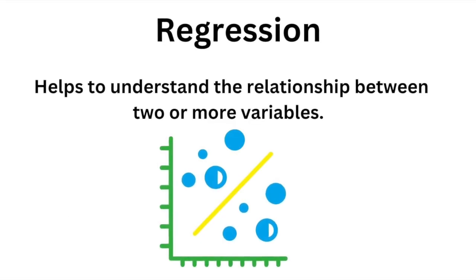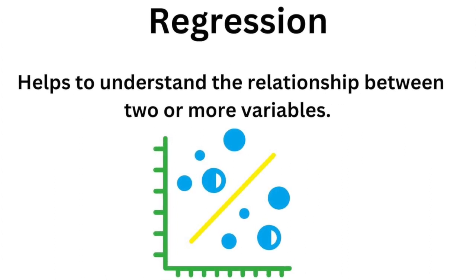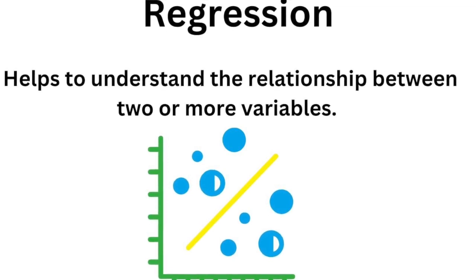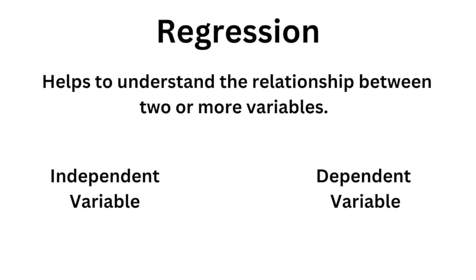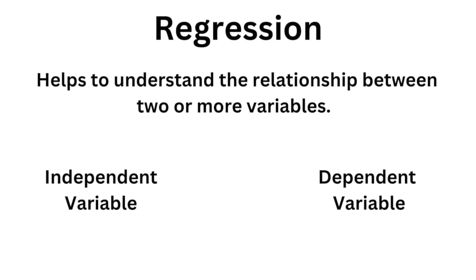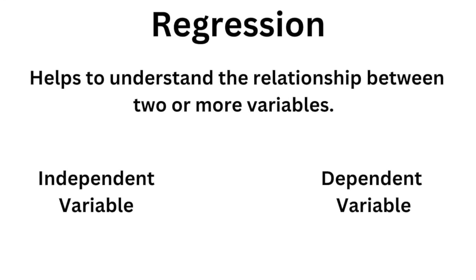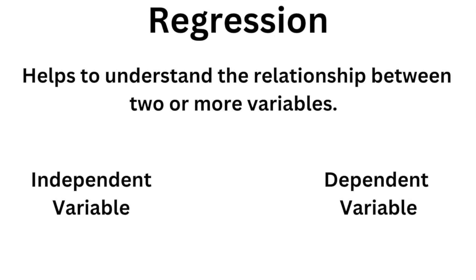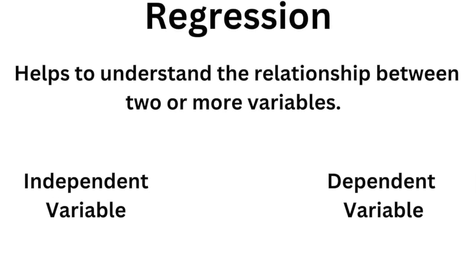Regression is a type of statistical analysis that helps us to understand the relationship between two or more variables. These variables can be defined as independent and dependent variable. So, what is independent variable? Independent variable is something that we can change or control during experiment or analysis. And dependent variable we cannot change because we have to predict it using regression analysis.